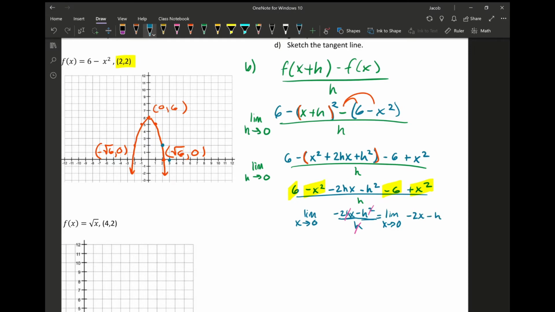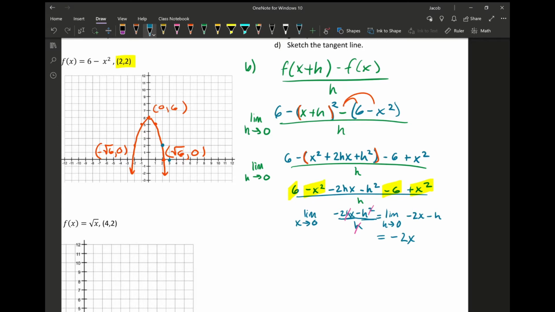minus h. At this point, this is a really nice limit to evaluate because I can just plug in 0. I can evaluate the limit via direct evaluation. So our answer to the limit is negative 2x. Sorry, that h goes to 0. Negative 2x, which is fantastic.